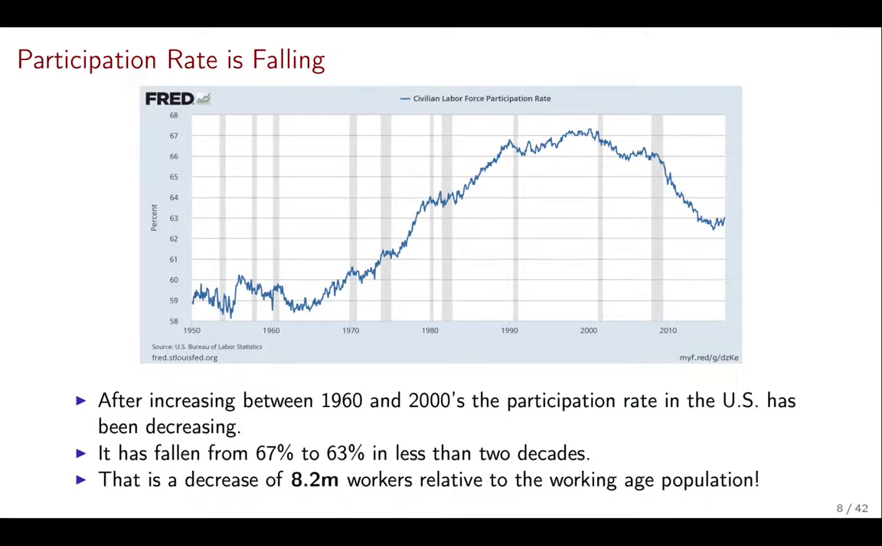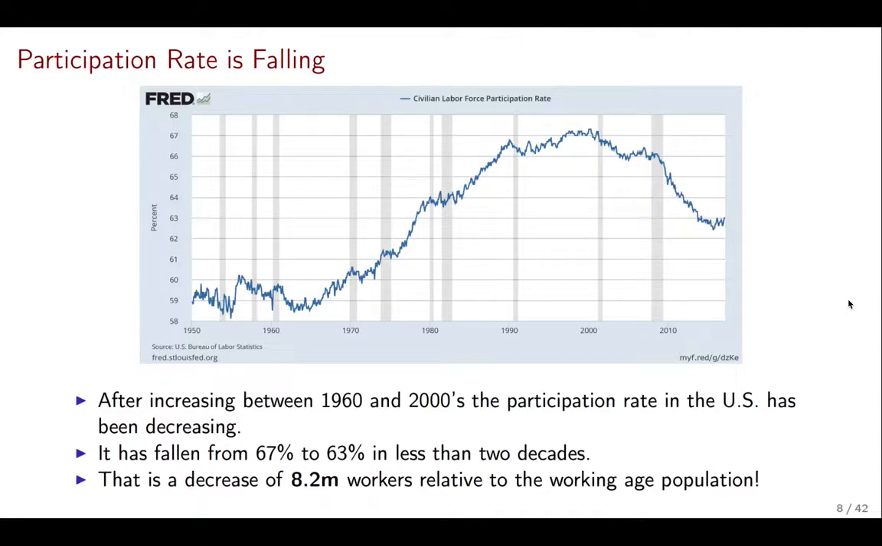This means that the total number of people that are of working age and are also either working or searching for a job has been going down. In fact, after increasing dramatically since the 1960s, starting around 2000, it stabilized and started going down. This figure is for the US, but similar patterns have been seen in other countries. In fact, it has fallen quite a bit.